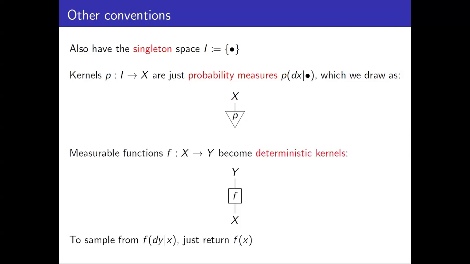And on top of that, you can think of deterministic functions just as deterministic kernels as well. Think of them basically as degenerate Markov kernels that degenerately produce a single output.